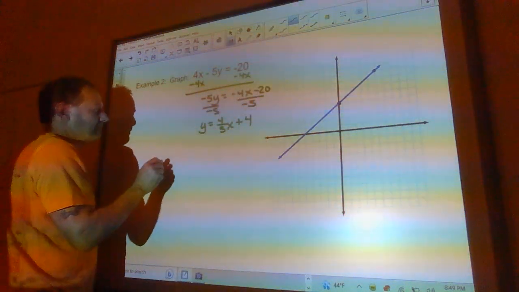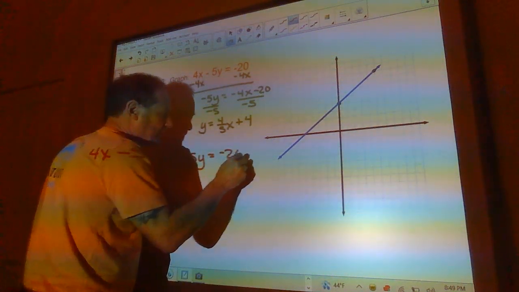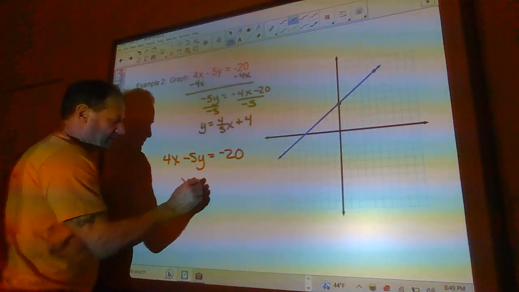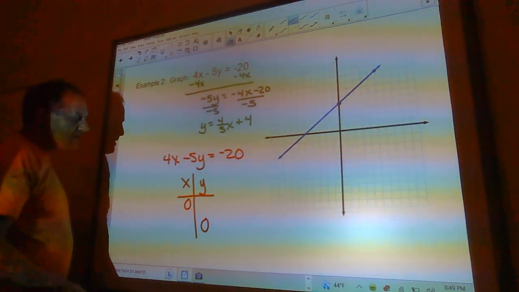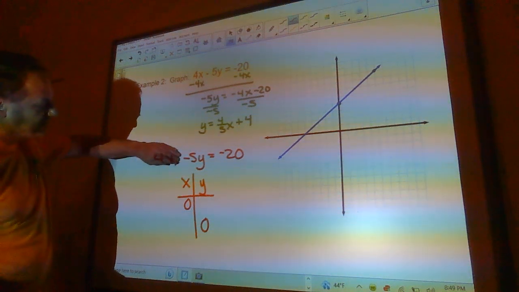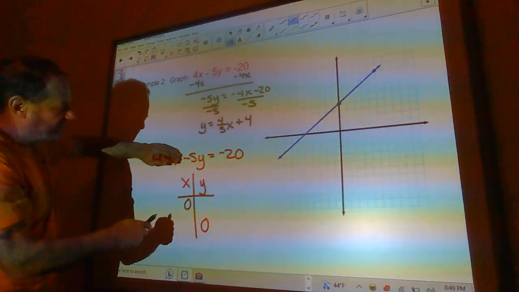I'm going to take my equation 4x minus 5y equals -20, and I'm just going to find the intercepts. So I'm going to make myself a quick little table like this. I'm going to plug a 0 in here and a 0 in here. Now, if I plug the 0 in for x, that essentially makes that go away and leaves me with this part right here. And I just solve that.